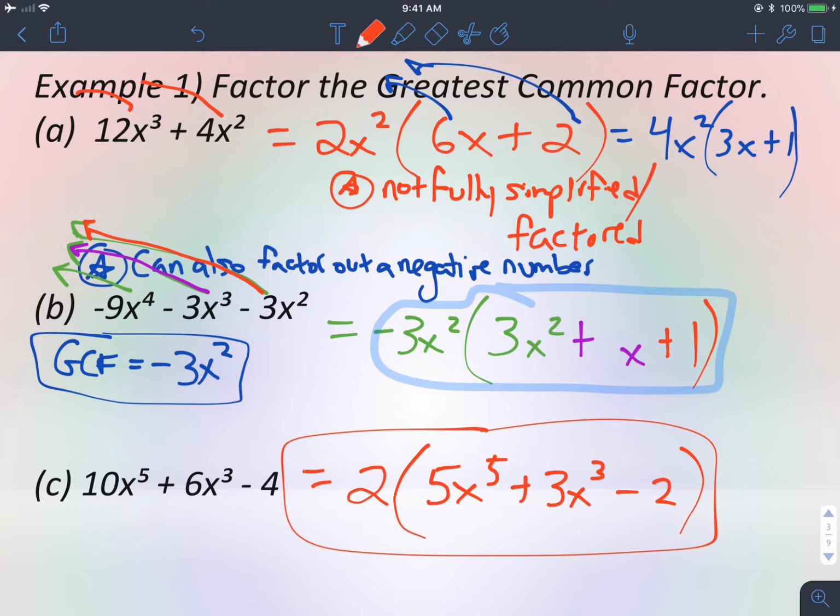In part C, I leave the exponents alone because there's no x in the greatest common factor. The greatest common factor is just a single number, whereas here, they had an x squared in common. That's why I pull an exponent out of each term. You know why? Because the 4 doesn't have an x. So that's why there's no x in common in part C.